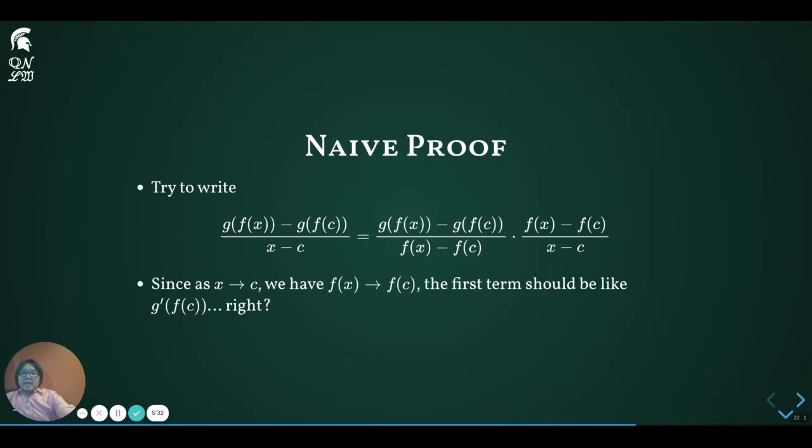Now, the second difference quotient is literally what appears in the definition of the derivative of f at c. We then argue that since f is continuous, as x converges to c, the value f of x converges to f of c. So if we do a substitution of variables, the first difference quotient should, when we take the limit as x approaches c, converge to g prime of f of c. So this gives a proof, right?